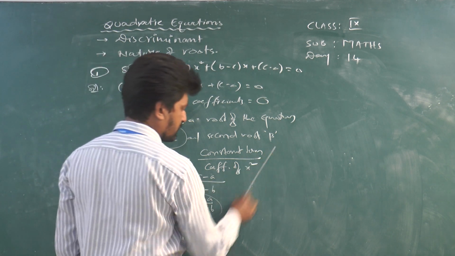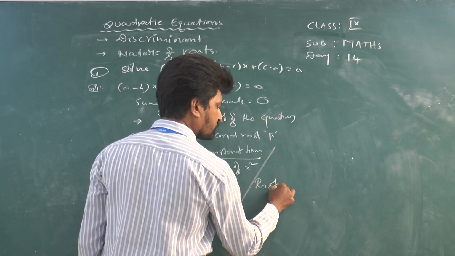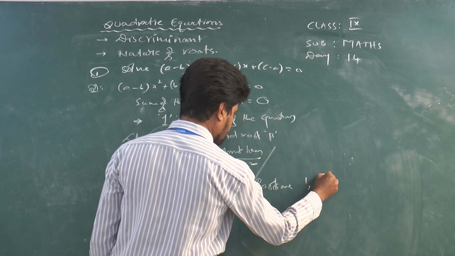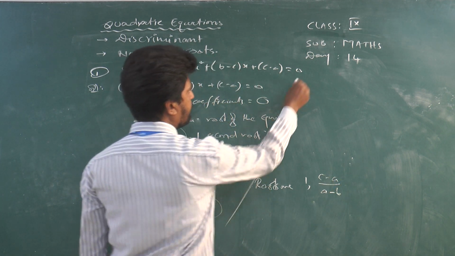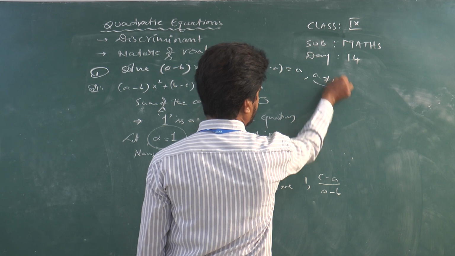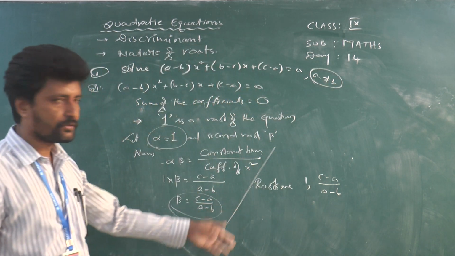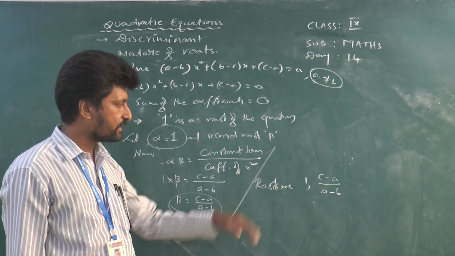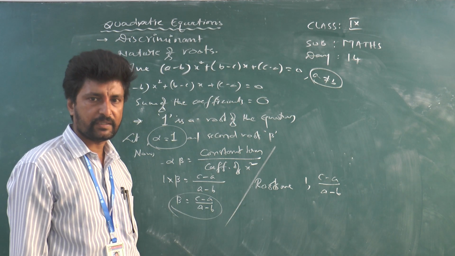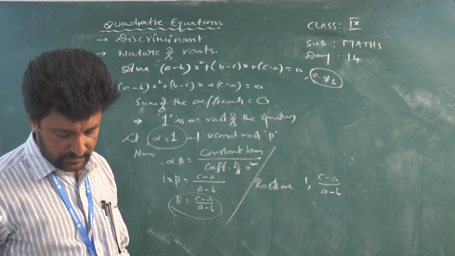Okay, that means the roots are 1 comma (c minus a) divided by (a minus b). Here a and b should not be equal. Okay, then only the roots exist. Okay, now the required roots are 1 and (c minus a) divided by (a minus b). Next, go to the second problem.